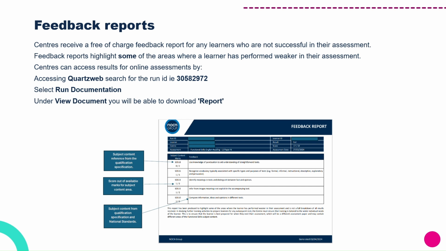Feedback reports. Centres receive a free of charge feedback report for any learners who are not successful in their assessment. Feedback reports highlight some of the areas where a learner has performed weaker in their assessment. Centres can access feedback reports for online assessments by going into QuartzWeb, searching for the Run ID number, selecting Run Documentation, and under View Documents, you'll be able to download the report.